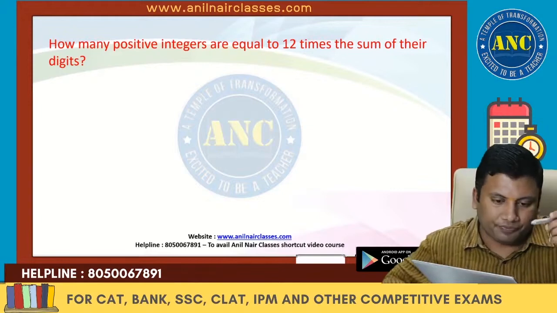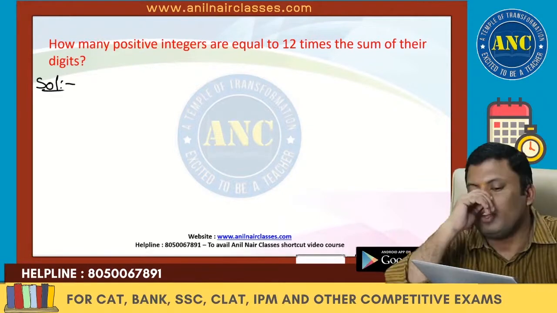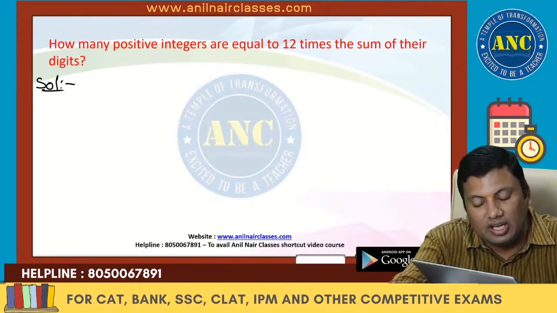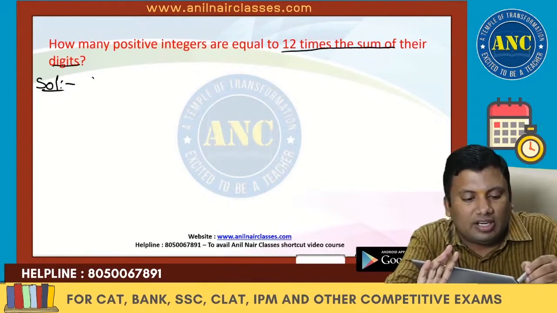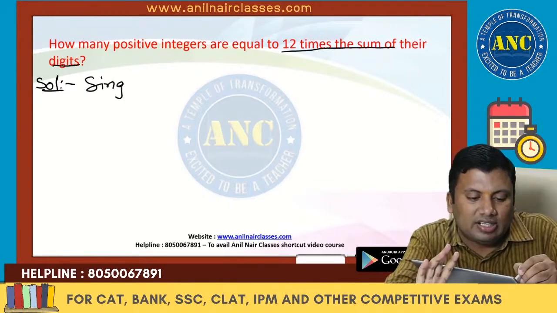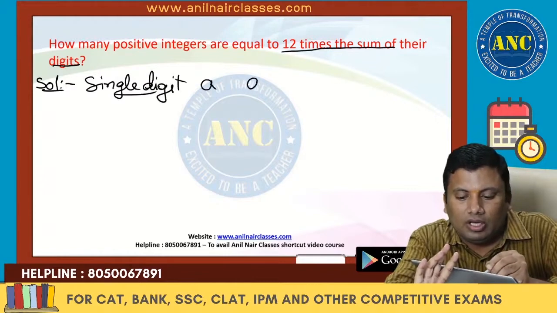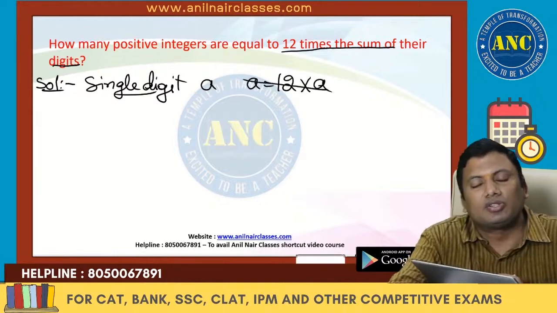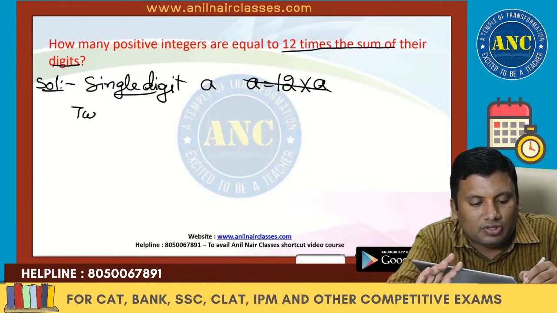Next, another question. How many positive integers, we do not know whether single digit, 2 digits, 3 digits or 4 digits, are equivalent to 12 times the sum of their digits? If I take a single digit A, it is 12 times A, but a single digit cannot take a 2 digit value. A single digit is not possible.